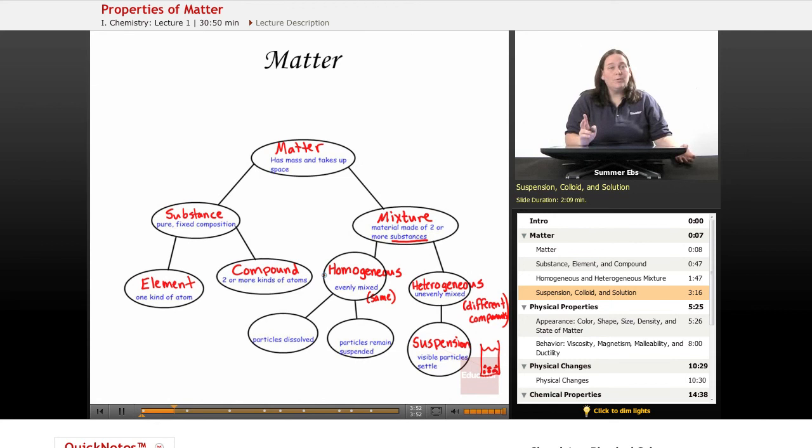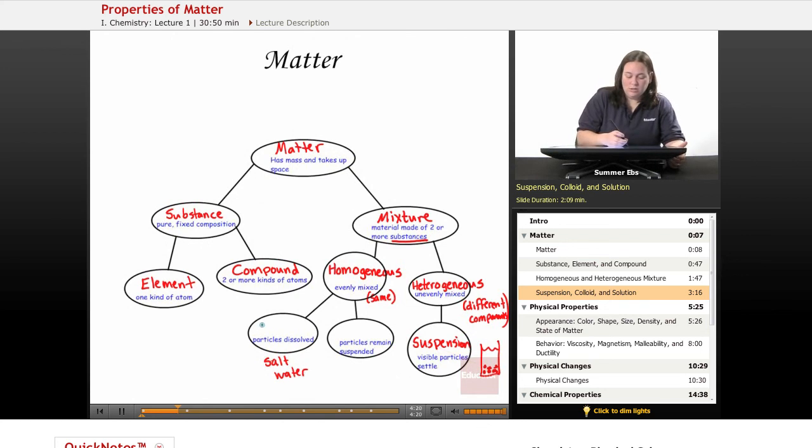There are two main types of homogeneous mixtures. One of them is when the particles are completely dissolved, something like salt water. The salt particles will dissolve into the water, so you won't be able to see the salt in that water anymore. It might look a little cloudy, but the entire thing is going to look the same, which tells you it's a homogeneous mixture, and you won't see those particles because they're completely dissolved. So this is called a solution.